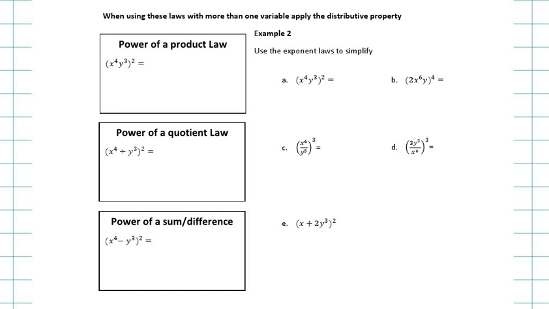We call this the distributive property. So I'm distributing that 2 to every single thing inside the bracket, the 2 times the 4 and the 2 times the 3. So that's going to be x to the power of 8 and y to the power of 6. That makes sense.